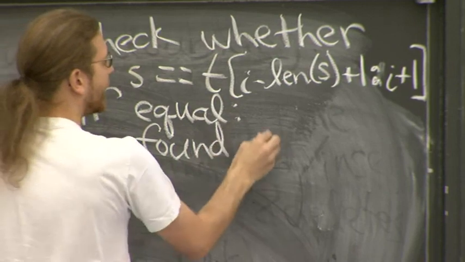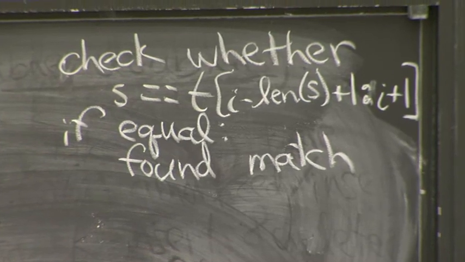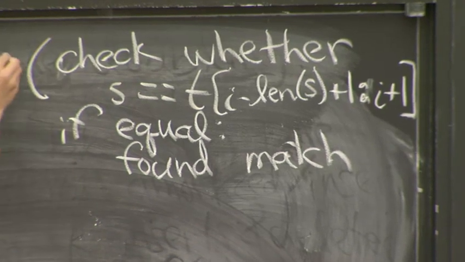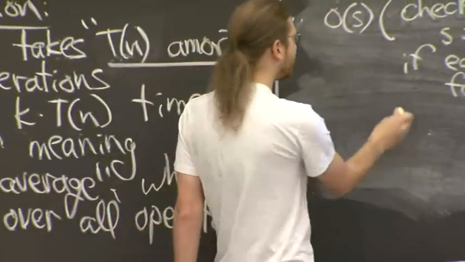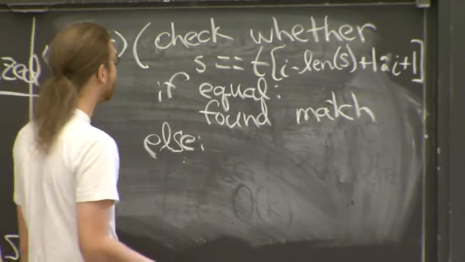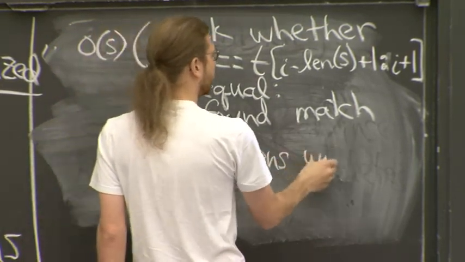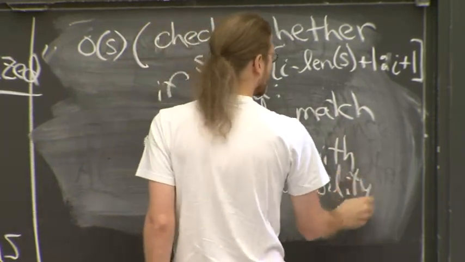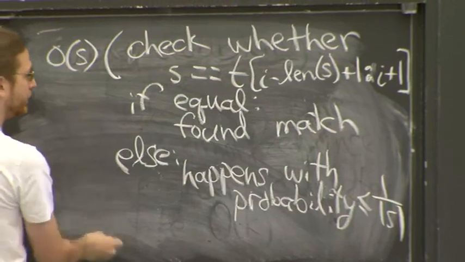So it's kind of okay that I spent all this time to check them. In particular, if I'm just looking for the first match, like you're searching through a text document, and you just care about the first match, then you're done. So yes, I spent order s time to do this. But if they're equal, it's sort of worth that effort. I found a match. If they're not equal, we basically hope, or we will engineer it so that this happens with probability at most 1 over s. If we can do that, then the expected time here is constant.